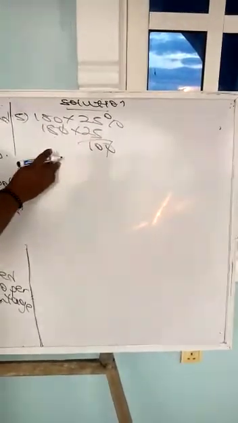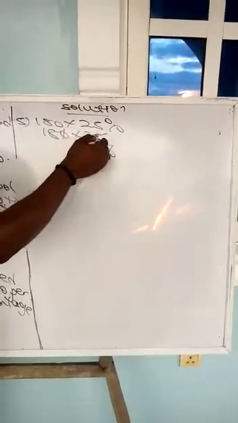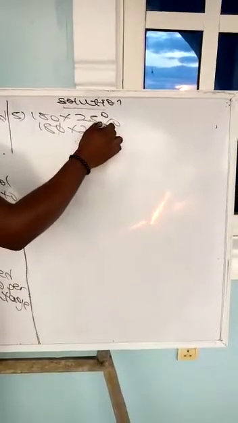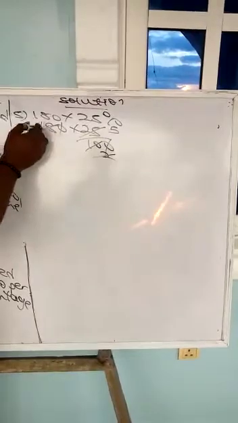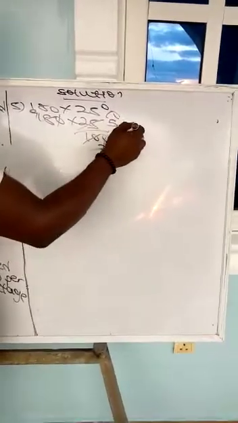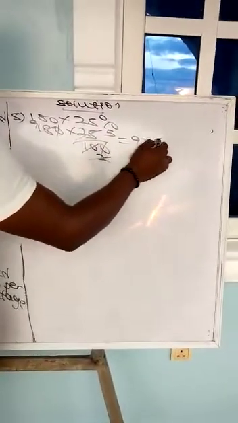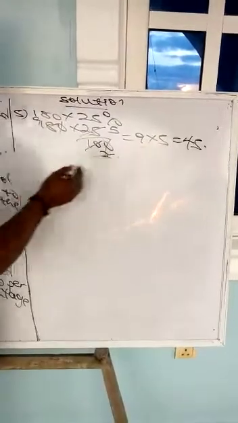0 can cancel out 0. 5 here is going to give us 5. 5 here will give us 2. 5 into 18 will give us 9. So we are going to have 9 times 5. That will give us 45.